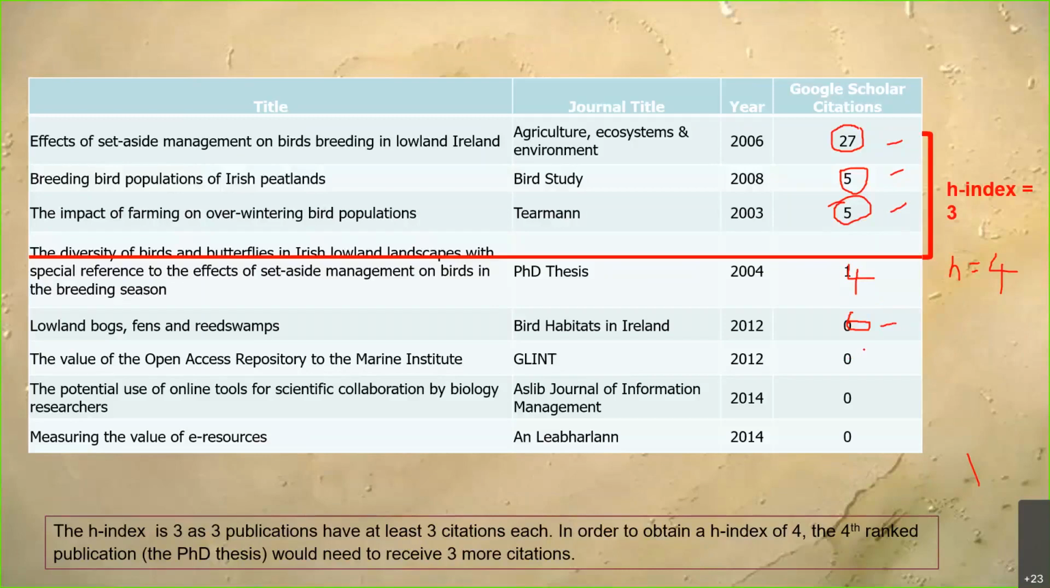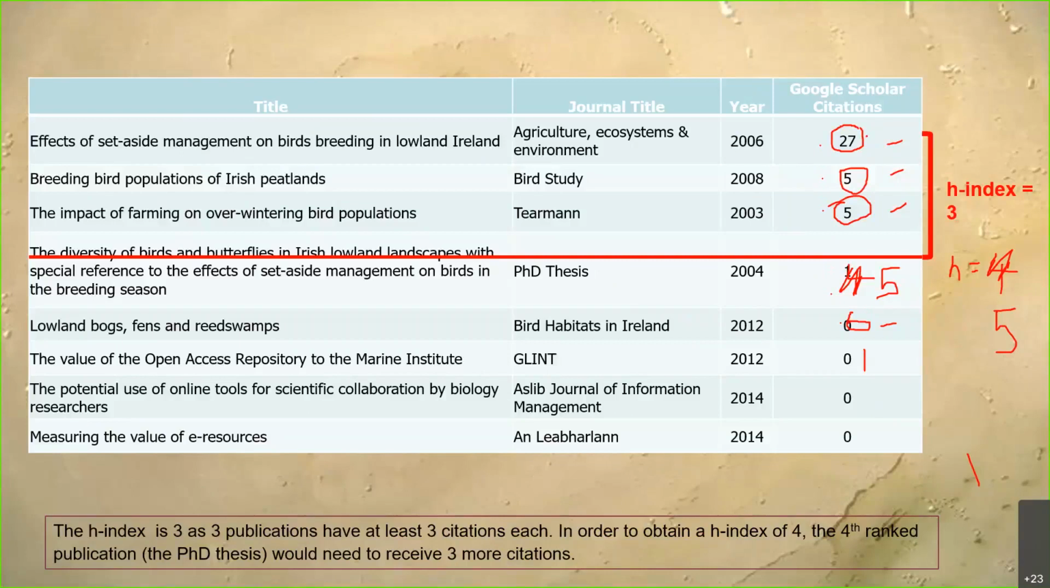But then I changed this to 1. Okay, now what is my H index now? The answer is still 4. Because I have 1, 2, 3, 4 journals with a minimum of 4 citations. But let's say I change this to 5. What's the H index now? The answer is 5, because you have 1, 2, 3, 4, 5.